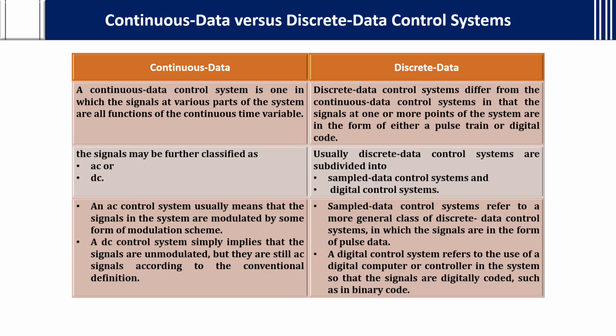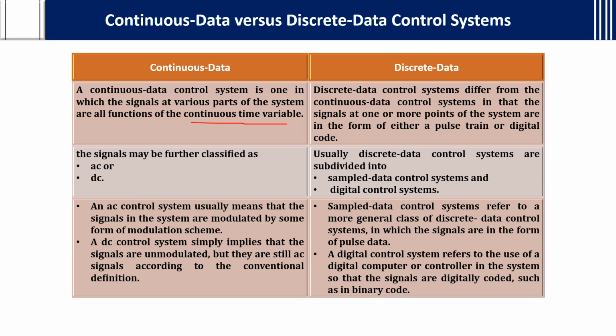Continuous data and discrete data control systems. What is a continuous data control system? A continuous data control system is one in which the signals at various parts of the system are all functions of the continuous time variable. A continuous data control system is nothing but one where the signals are all functions of the continuous time variable.